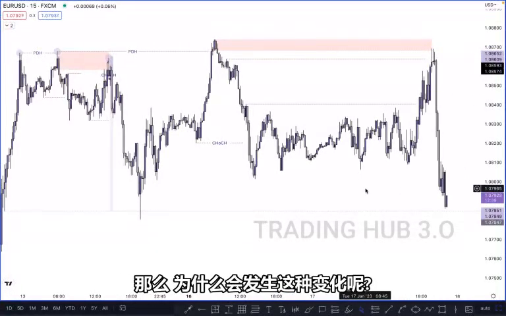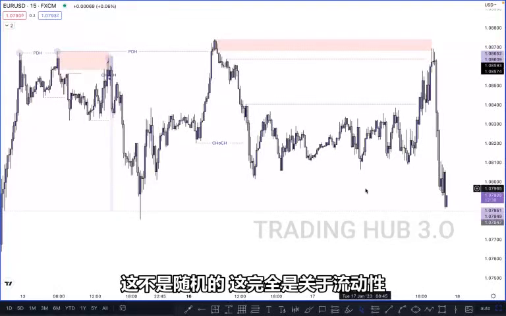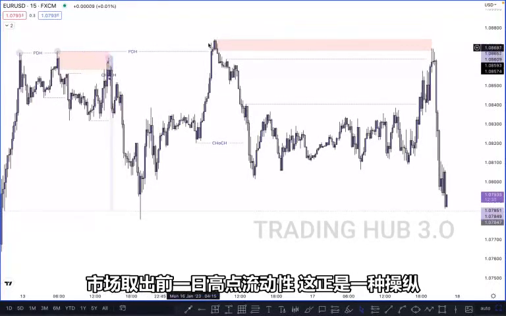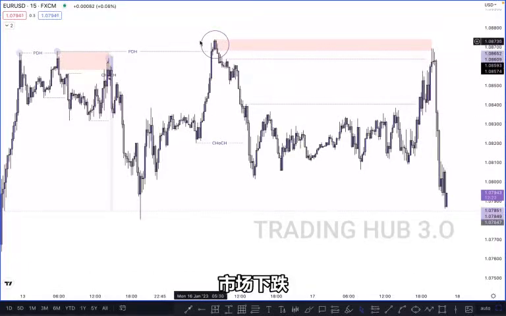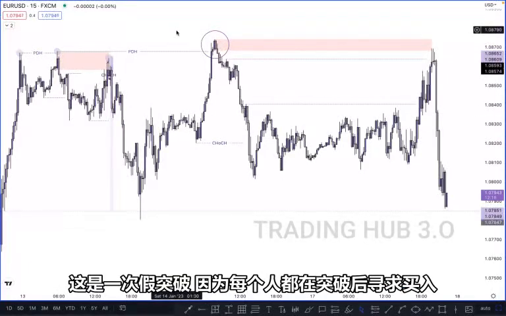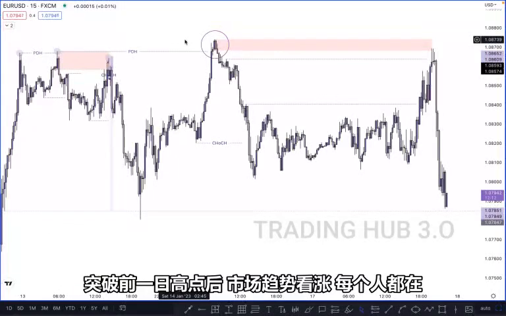So why did this move happen here? This is not random. It's all about liquidity. Market took out the liquidity at the previous day high, and this is exactly a manipulation. People were looking here for the buy, and they introduced buys here, and then what happened? Market pushed downside. This one is a fake move for the buyers, because everyone was looking here for a buy after the break of the previous day high. Market momentum was bullish and everyone was looking for a buy.